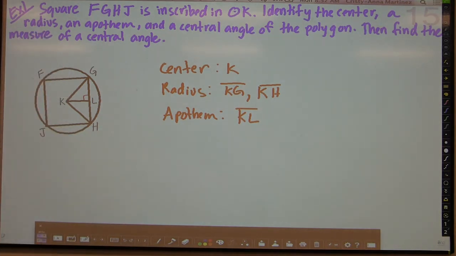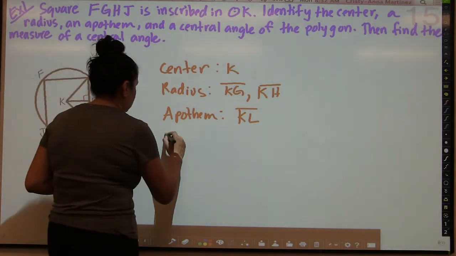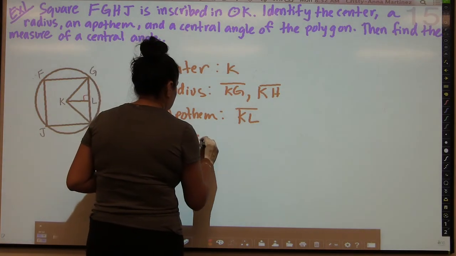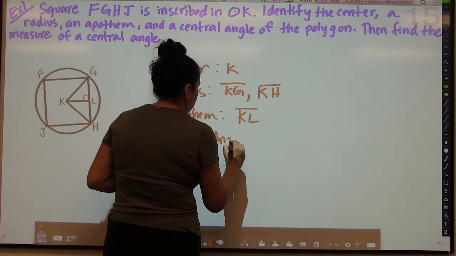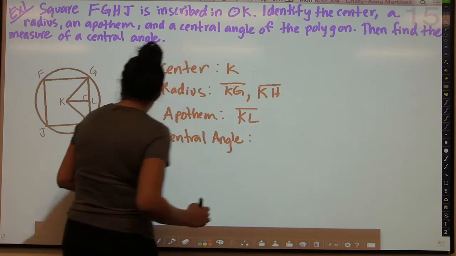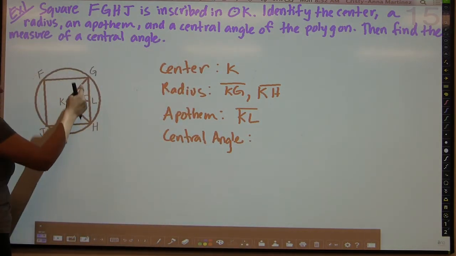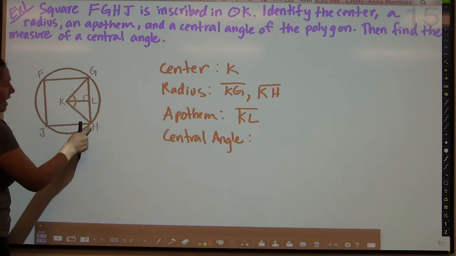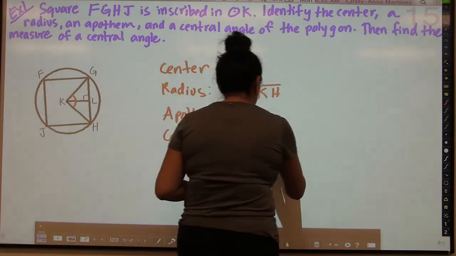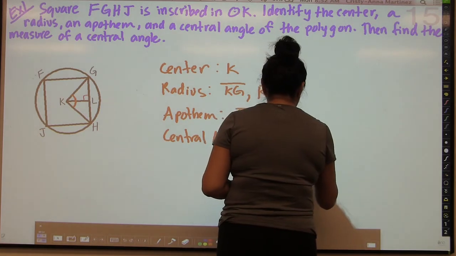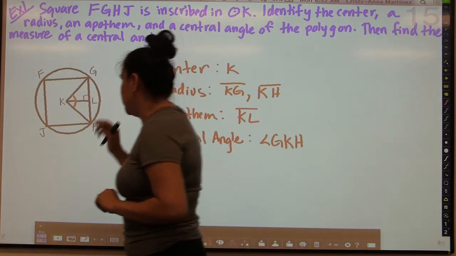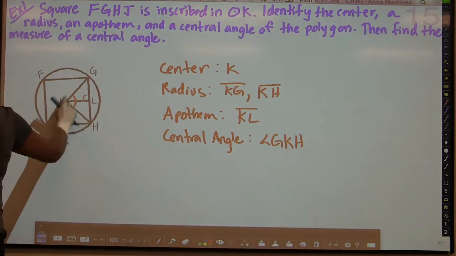And then we have, what else do they want here? We have the radius and a central angle of the polygon. All right, a central angle, remember, the only one that's labeled here, the central angle is right here. So it's going to be angle GKH, or you can call it HKG if you wanted to go the other direction.